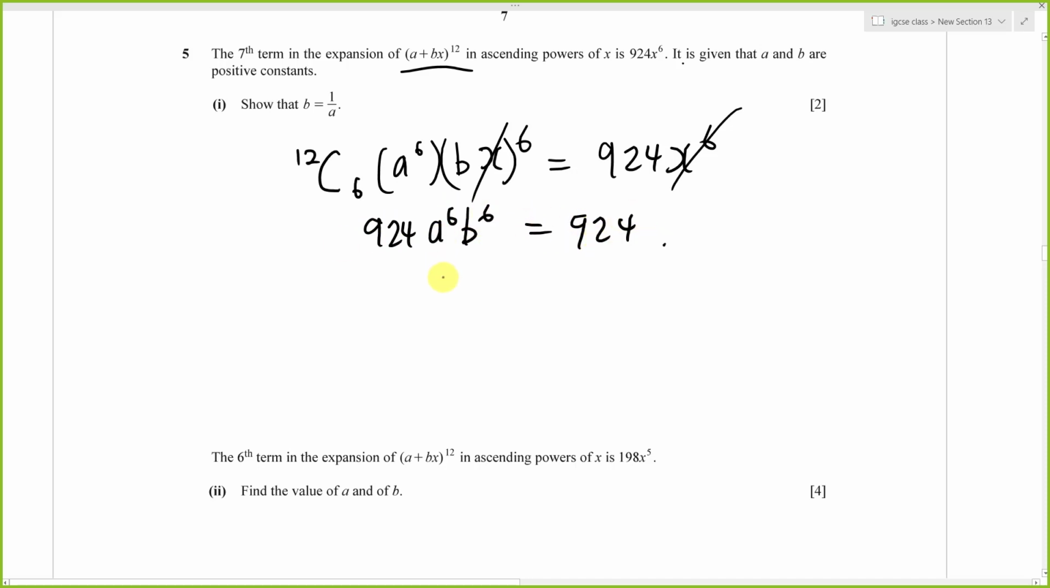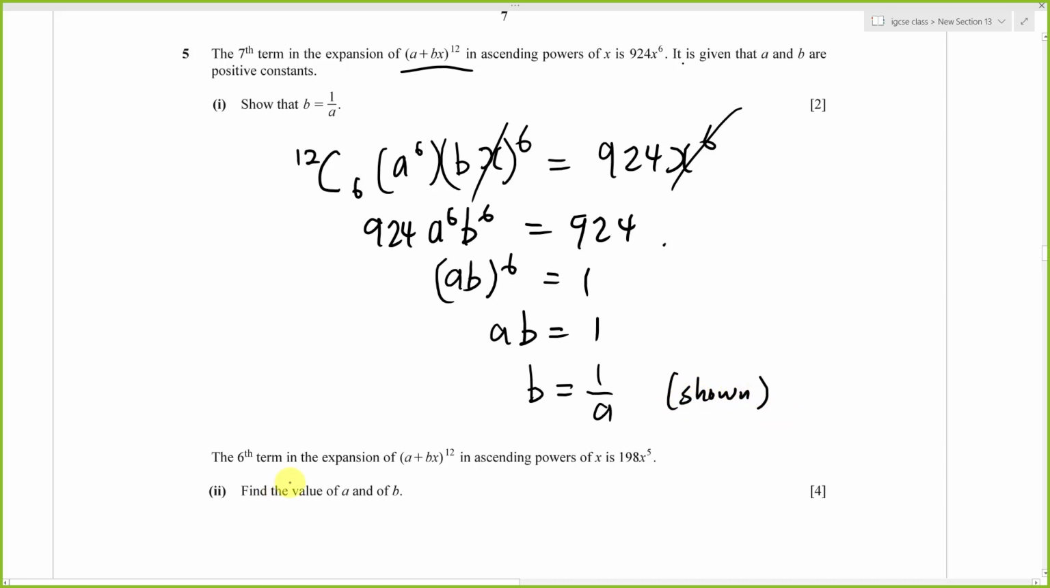So divide 924 on both sides. So ab power of 6 equals 1. Then I take the 6th root, ab equals 1. Then b equals 1 over a. Because when I take the 6th root of 1, I get back the 1 as well. So yeah, sure.